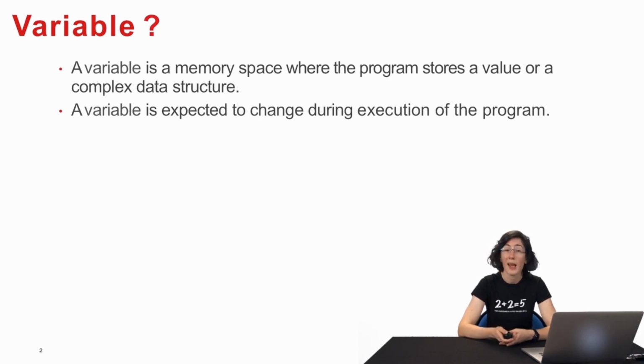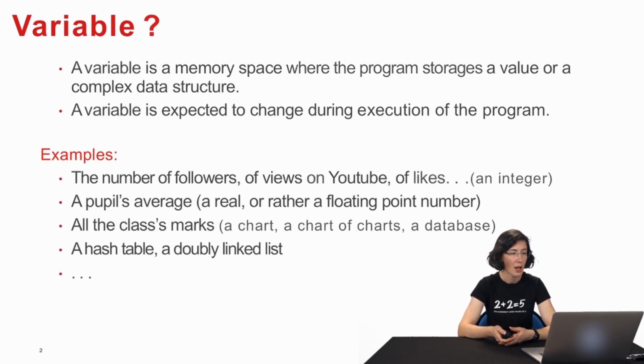Clearly, the variable's value is expected to change during the execution of the program, although constant variables are also a possibility. Some examples: the number of followers, the number of people who follow you, the number of views of a video on YouTube, the number of likes. Those are all integer values. Another example is a student's average, but it would be instead a real number. In fact, in a computer, it is stored as a floating point number.